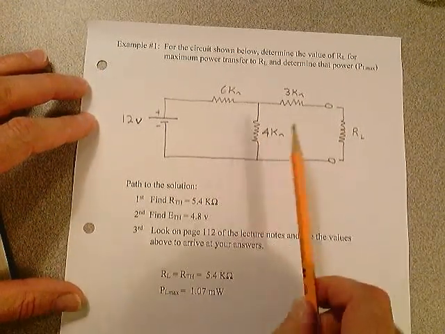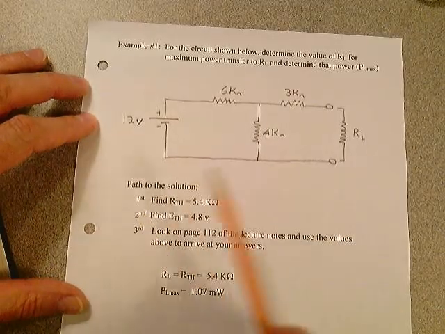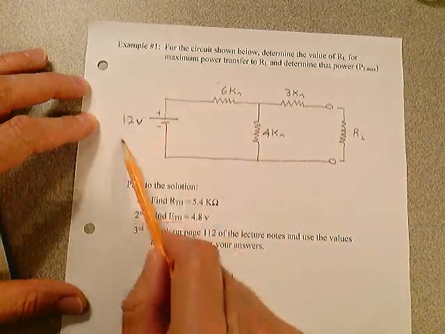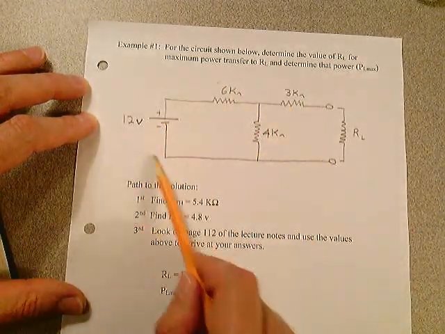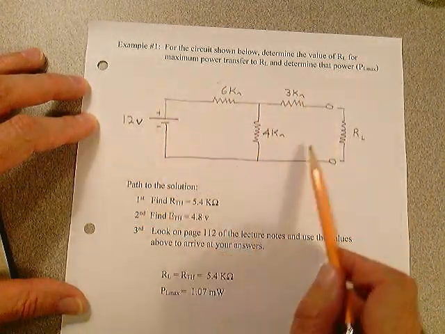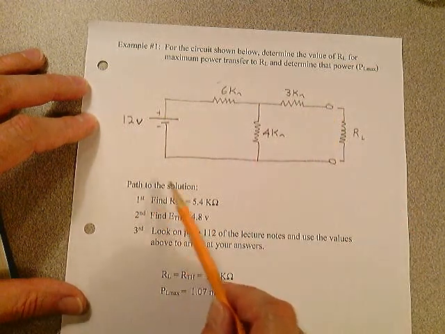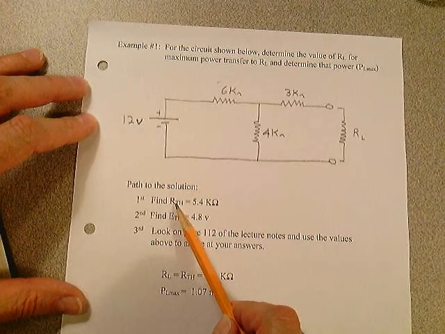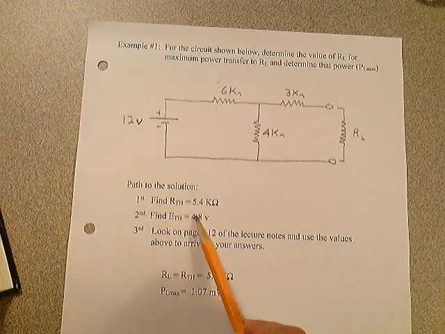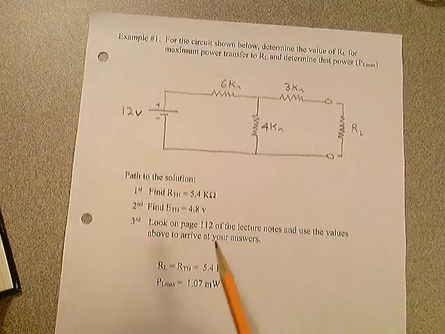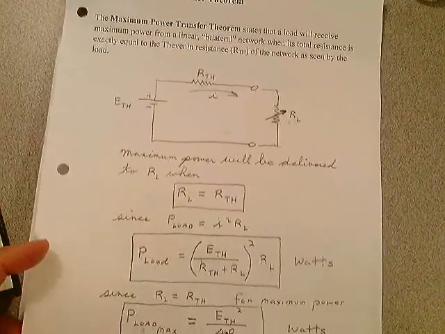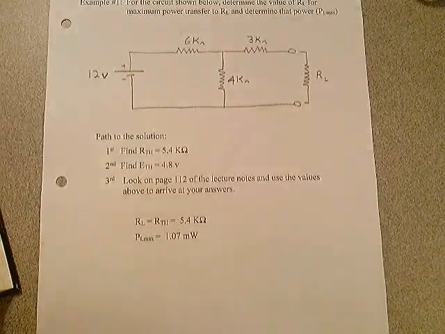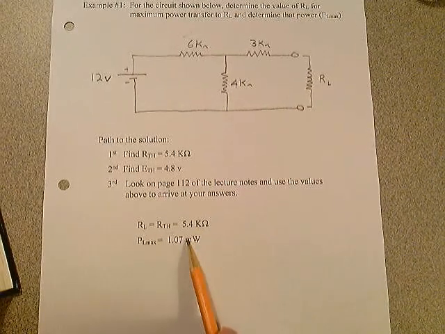Whenever you ask for maximum power transfer to a load, you're going to have to Theveninize this circuit. You have to find a Thevenin equivalent for that circuit. So the path to your solution should be first find an R Thevenin, then find an E Thevenin, and then go back to page 112 and use that equation right here. These are the answers to this problem.